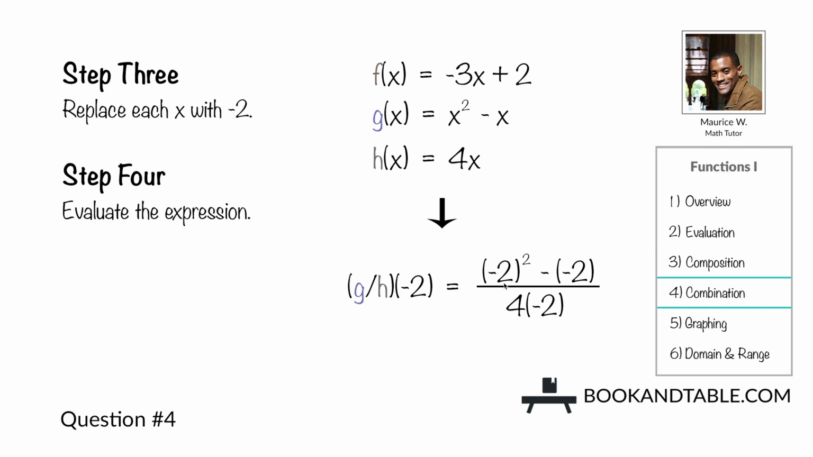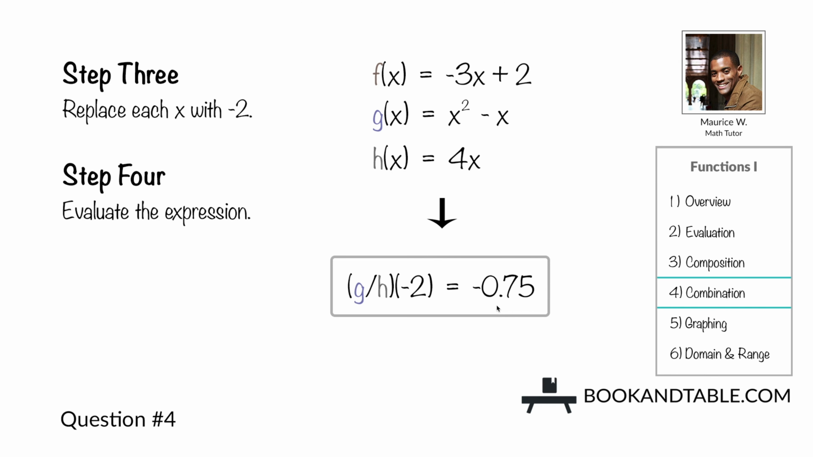And now we can evaluate the expression, giving us negative 2 squared, which is 4, minus negative 2 is plus 2, divided by 4 times negative 2, which is negative 8. 4 plus 2 is equal to 6. So we get 6 over negative 8, which is equivalent to negative 3/4, or negative 0.75. So the answer to question number 4 is g divided by h of negative 2 is equal to negative 0.75. And that is how we go about dividing functions.